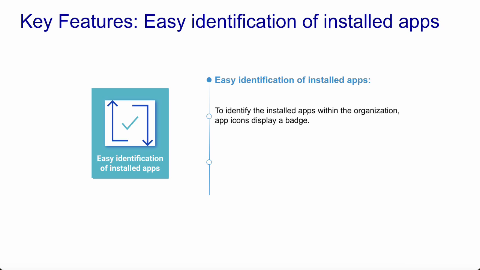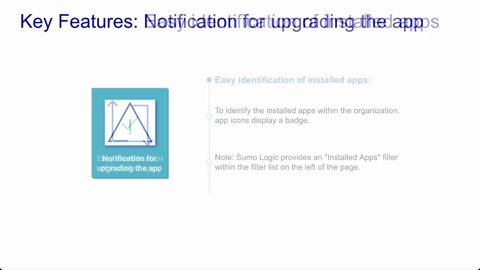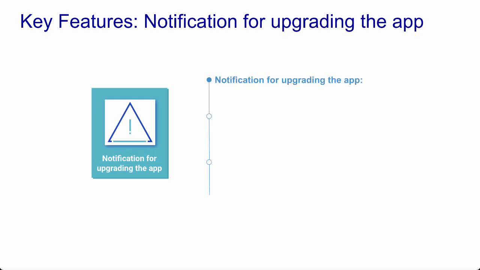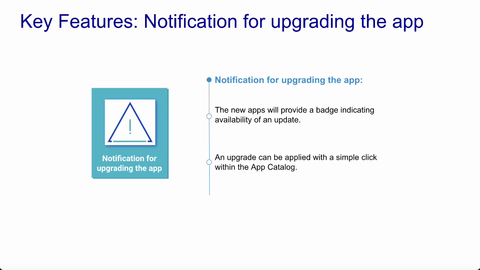To identify which apps have been installed within your org, NextGen app icons will display a badge indicating their installed status. Sumo Logic provides an Installed Apps filter within the filter list on the left of the page. Notification for upgrading the app. When an update to an installed app becomes available, new apps will provide a badge indicating an upgrade is available. An upgrade can then be applied with a simple click within the app catalog.